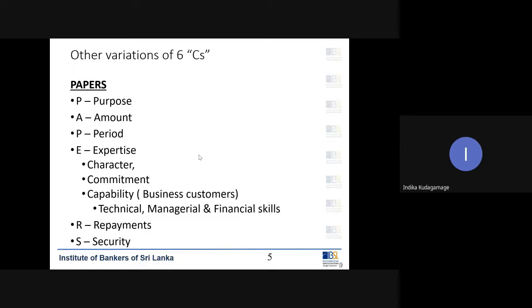capabilities, if it is an SME customer who is earning through business but borrowing personally. Manager skills, because his earning would be from the business. Repayments, the ability to repay. Security, it is the C. So these are different versions of the 6 C's at the end of the day. We call it PAPERS: Purpose, Amount, Period, Expertise, Repayment, and Security. This is one model.